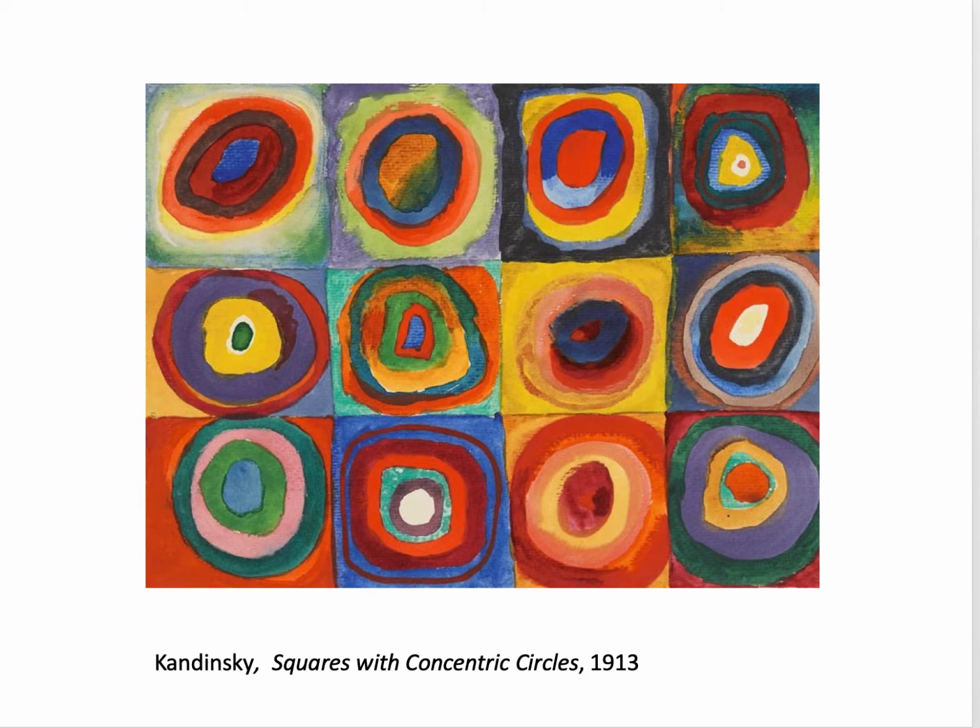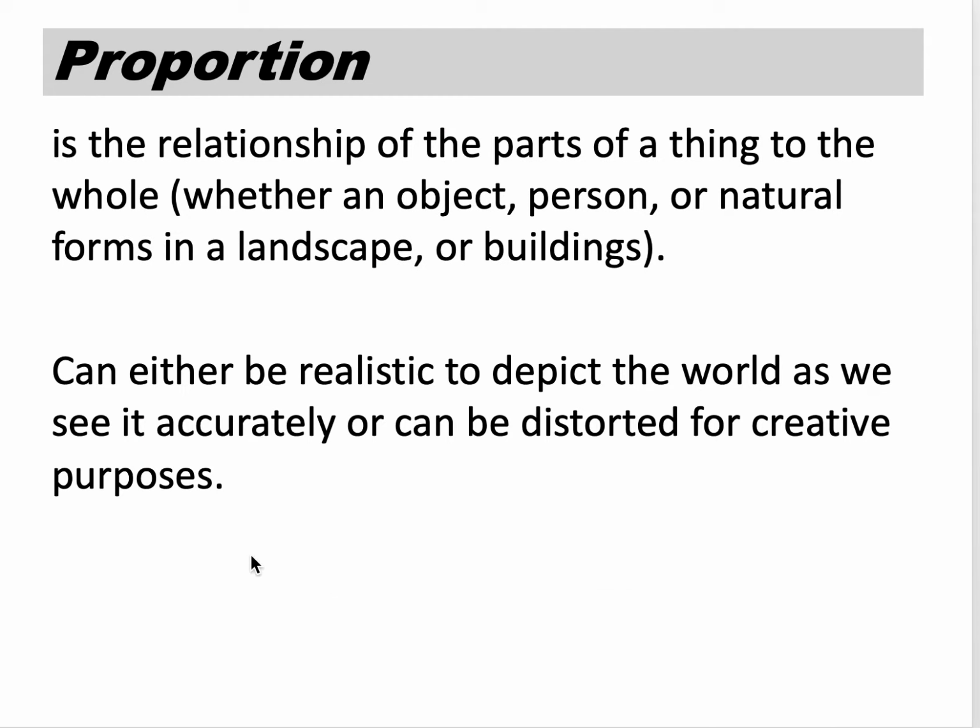So then we move into proportion, which is this idea that it's the relationship of the parts to the whole, where, what are the proportions that are happening as we look at the whole person, and then we compare like the head to the body, or the arms to the body, or the arms to the legs. What has happened with it can either be realistic or it can be distorted and played with for creative purposes, and also to create perhaps some more depth of meaning.